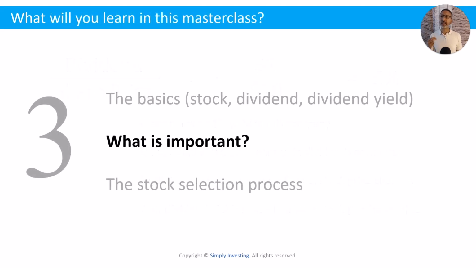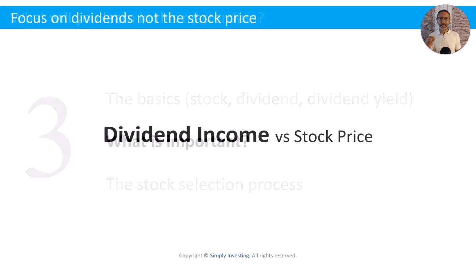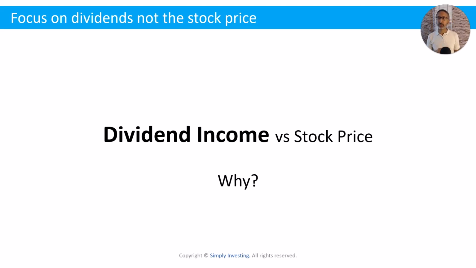So now let's take a look at a couple of things in the next section, which is what is important to you as a dividend investor. And the number one thing that's important to us as dividend investors is the dividend income versus the stock price. Okay, I'm going to say that again. That's very important. Our focus and our priority is the dividend income and not the stock price. So you're probably wondering why. Let's take a look.